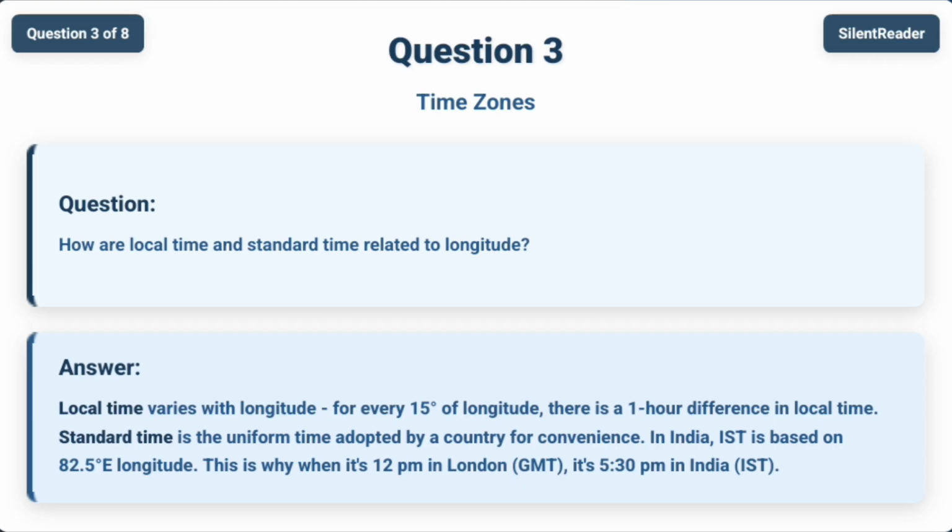Question 3. How are local time and standard time related to longitude? Local time varies with longitude. For every 15 degrees of longitude, there is a 1-hour difference in local time. Standard time is the uniform time adopted by a country for convenience. In India, IST is based on 82.5 degrees east longitude. This is why when it's 12 p.m. in London, GMT, it's 5:30 p.m. in India, IST.